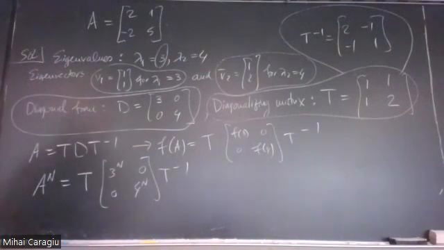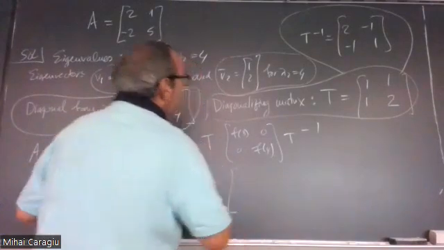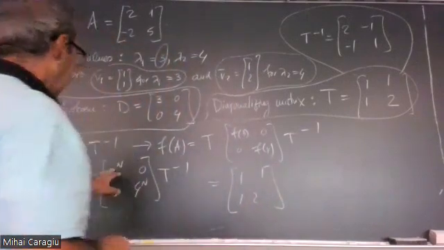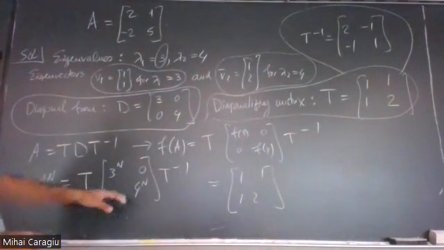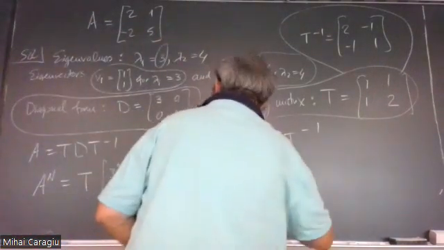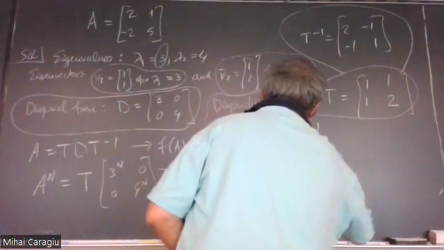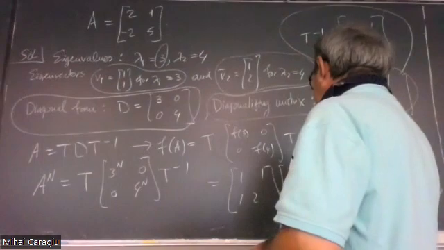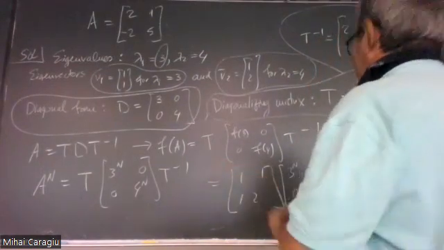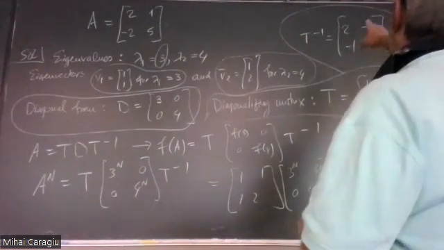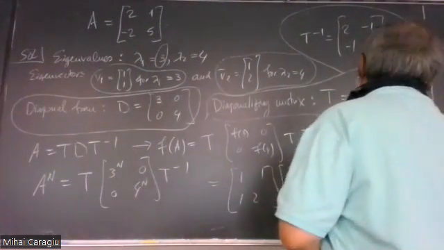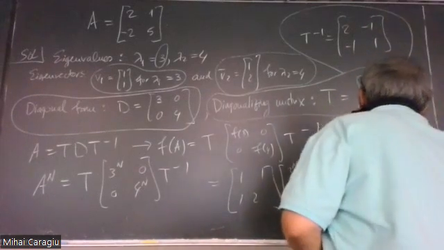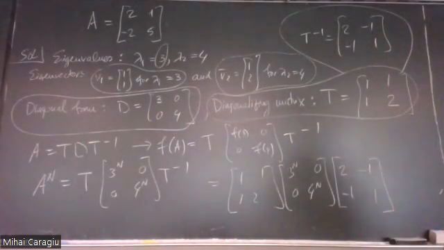Okay, so let's try this. We've seen that T is 1, 1, 1, 2. Then D to the power n is just 3 to the power n, 0, 0, 4 to the power n. So T, D to the power n, T inverse will be, from there, 2, minus 1, minus 1, 1. So that's the explicit formula for A to the power n.